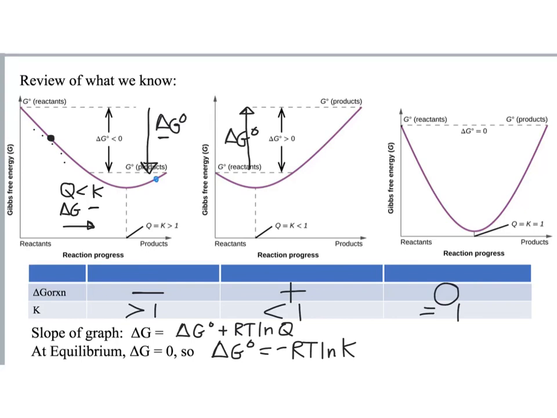If we pick a point on the other side of the graph, say this blue point here, that would be a point where there'd be too many products. So the numerator of the K or the Q expression would be too big. Q would be bigger than K. The slope of the graph, which is delta G, is positive, and the reaction would proceed spontaneously in the reverse direction. So we can kind of use this visual to figure out how the reaction is going to shift to attempt to get to equilibrium.